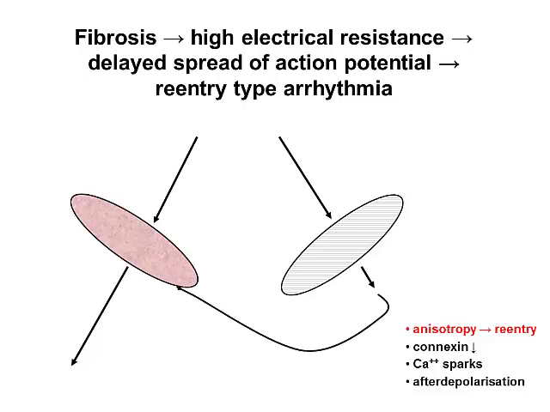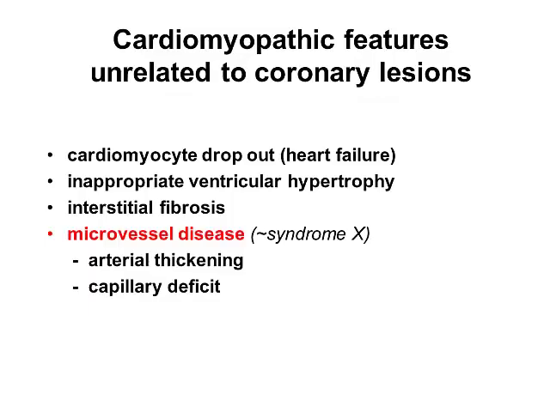And here is very sophisticated terminology, which I stop because I'm not an expert in that, but I know just that fibrosis induces a high electric resistance. I can still follow that. Delayed spread of action potential, okay. And re-entry type arrhythmia, that's the science I know. These are the different mechanisms, but I leave it to interested people to read more about that.